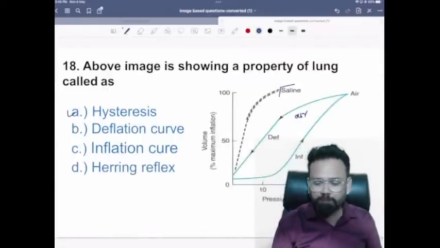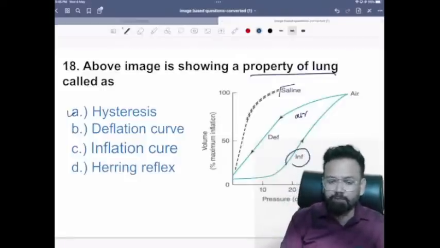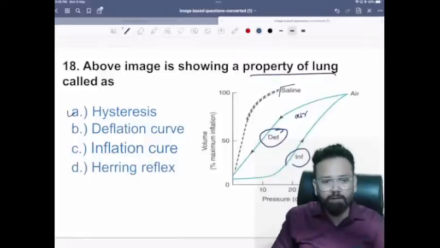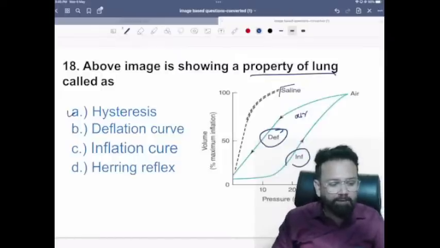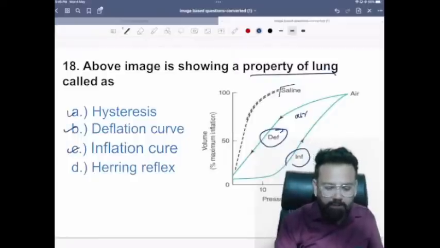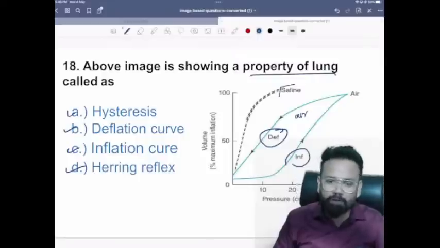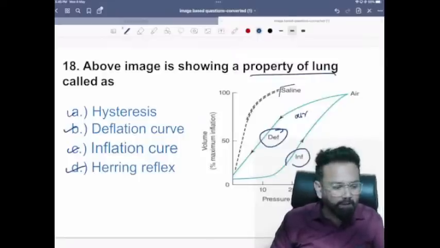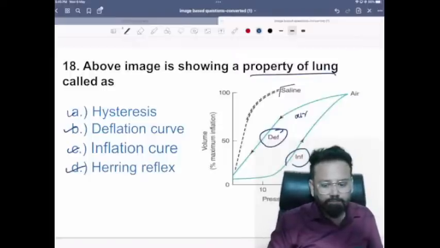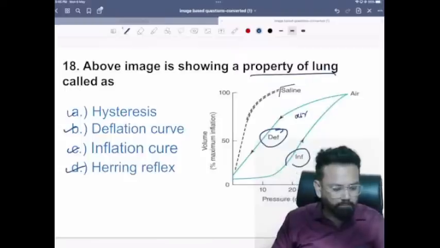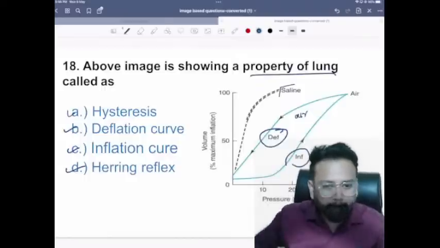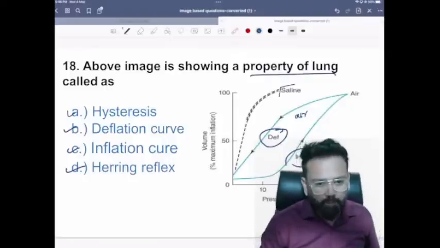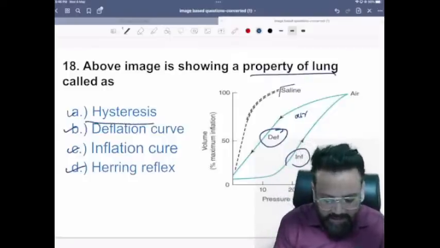Above image is showing which property of the lung? This is the inflation curve. This is the deflation curve. And both are different. If the lung is inflating, it behaves differently. If the lung is deflating, it behaves differently. What is this called? Hysteresis, inflation curve, deflation curve, or Hering-Breuer reflex? Which property of the lung is shown by this diagram? Very good. Answer is A, hysteresis.